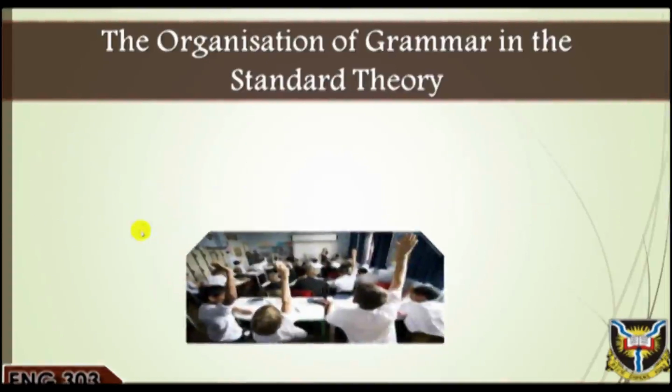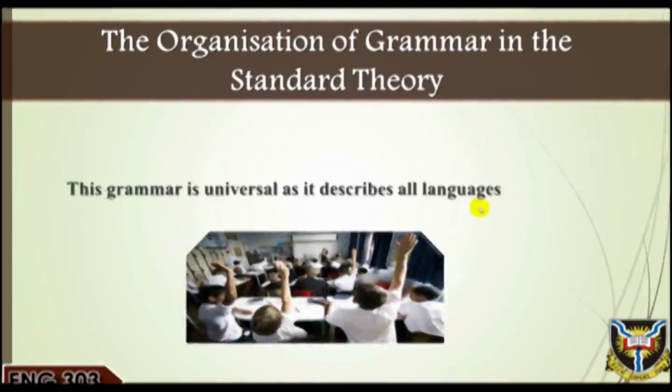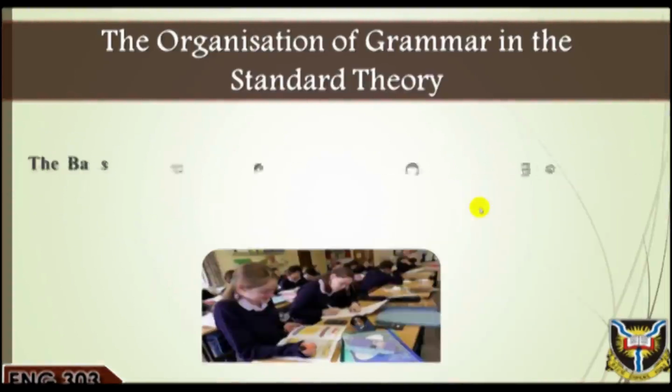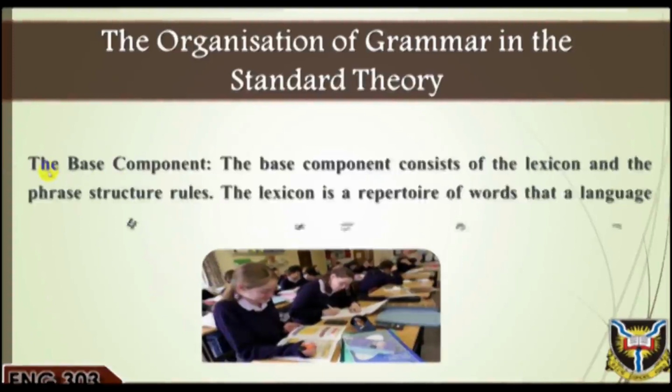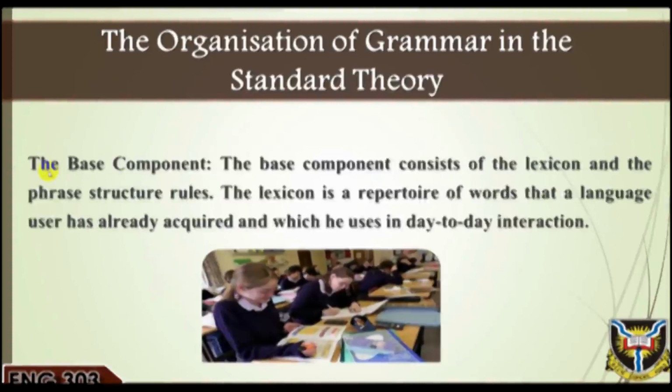This grammar is universal as it describes all languages. By the same token, the ideal native speaker is representative of all native users of different languages all over the world. The way the knowledge of language is organized in the mind of the ideal speaker is schematized in the following diagram. As the diagram shows, the syntactic component dominates all other components. For example, it encapsulates the other components generated by the base component and the transformational rules.